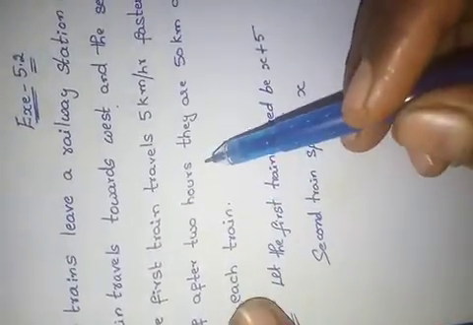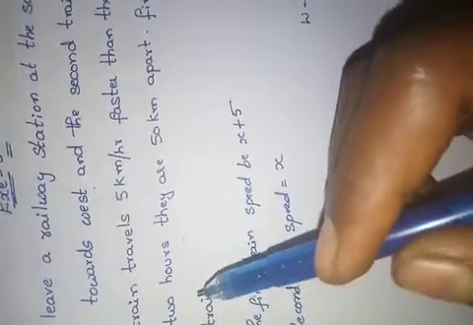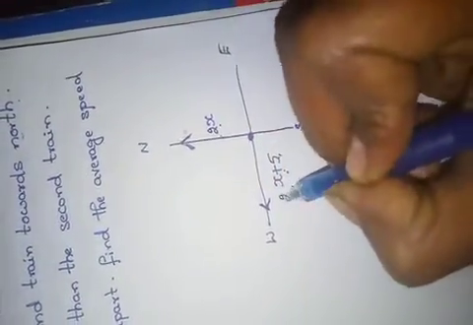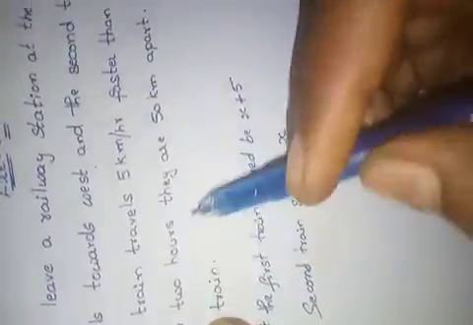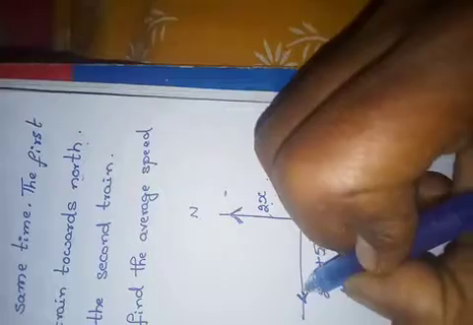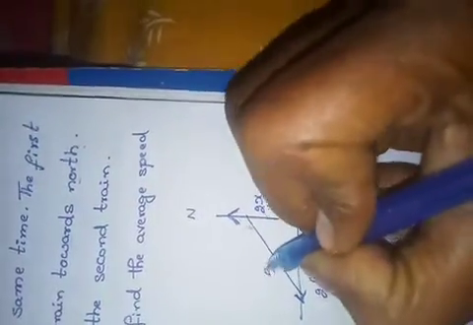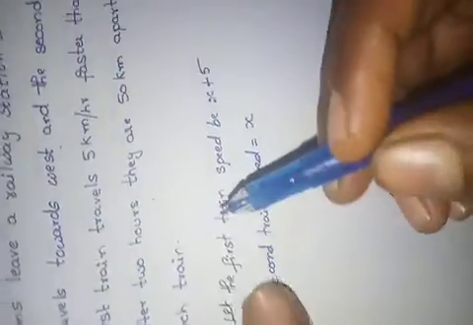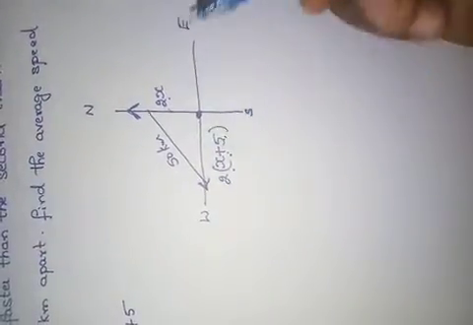Next, what did they say? If after 2 hours, how many hours have they traveled? 2 hours. If after 2 hours they are 50 kilometers apart. What is the distance between them? 50 kilometers apart. Find the average speed of each train. Average speed we have to find.